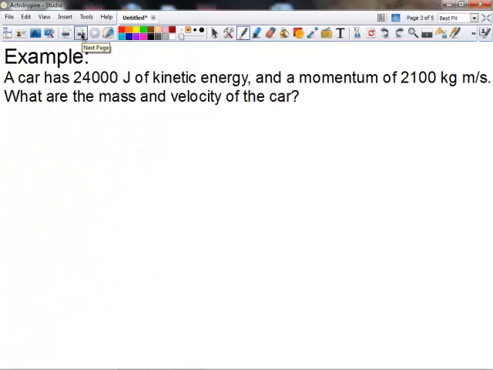Let's take a quick example here. Say a car has 24,000 joules of kinetic energy and has a momentum of 2,100 kilogram meters per second. What are the mass and velocity of the car? So we should be able to recognize at this point that kinetic energy is 1/2 mv squared. And we just said momentum was mass times velocity. So they have the same variables. So what we can do is we can make a substitution here and determine what these values are.